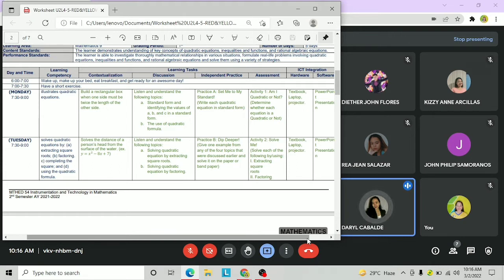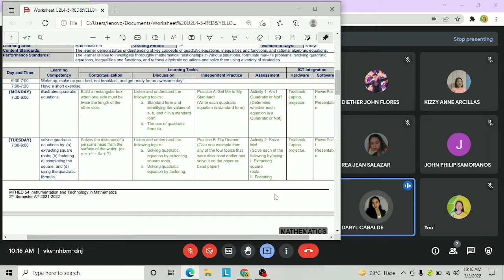First is solving quadratic equation by extracting square roots. Second is solving quadratic equation by factoring. Third is solving quadratic equation by completing the square. And last is solving quadratic equation using the quadratic formula. And for the independent practice, they give one example from any of the 4 topics that were discussed earlier and solve it on a paper or bond paper.